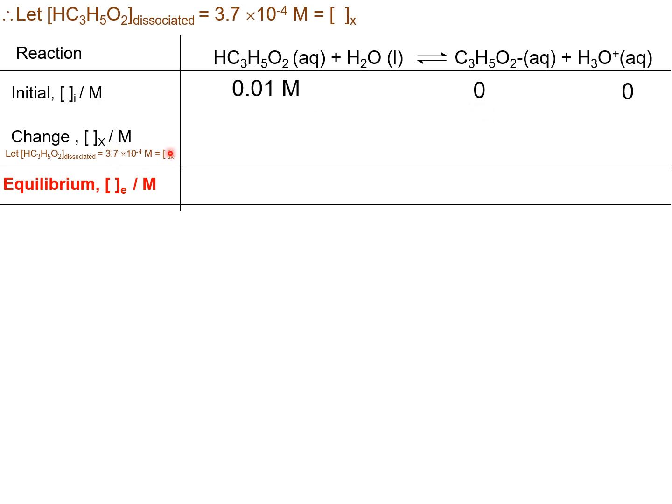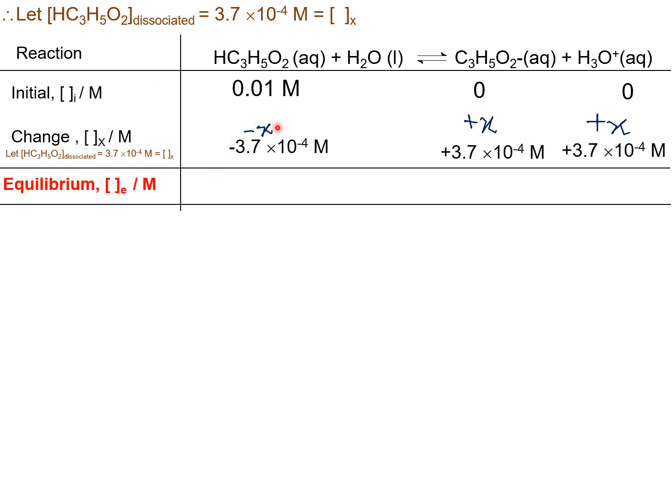How about the change? Okay, for the change, we know that for the product side it is positive, and for the reactant side it is negative. So in this case, this will be negative X. Okay, this will be positive X and this will be positive X too. But since we have assumed the X value is equal to the concentration of propionic acid that has dissociated, how do we find this out? We get this value after we calculate the percentage of ionization to find the propionic acid concentration that has dissociated. So that's why we get this value, and we can assume it is the X value.